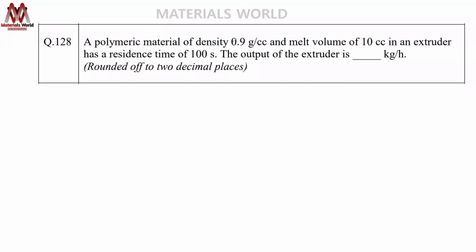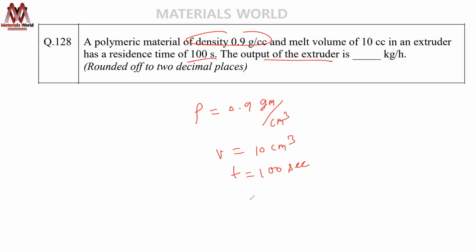I think it's unit based. So density is given as 0.9 gram per centimeter cube, volume is given as 10 centimeter cube, and time is given as 100 seconds. What is being asked? Output of the extruder in what unit? Kg per hour. By seeing your mass and time, its equivalent is gram per second. You can convert into kg per hour, but first you want your answer in gram per second, right?